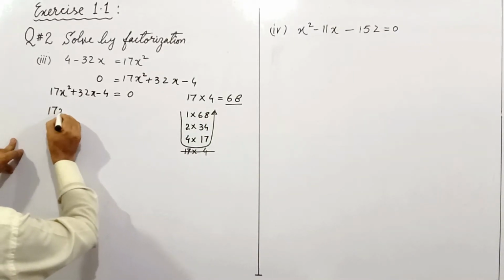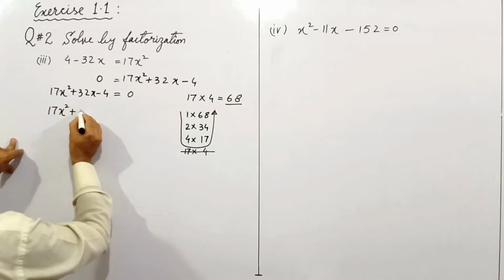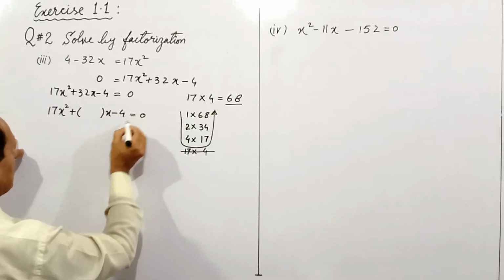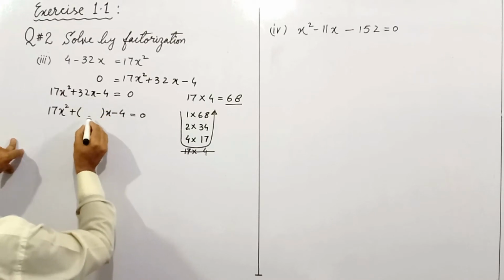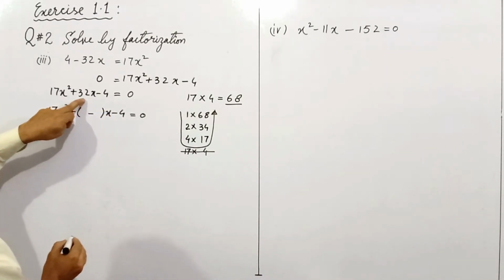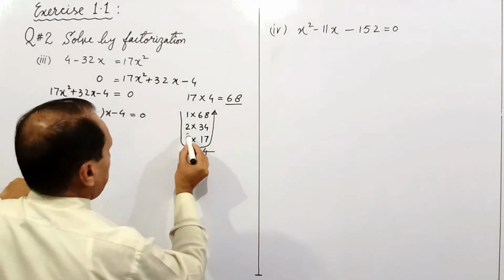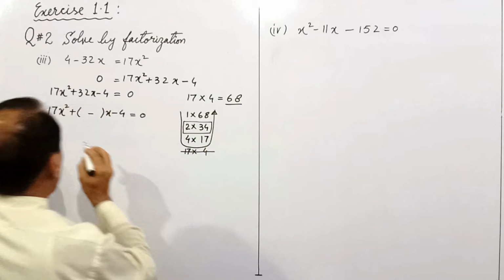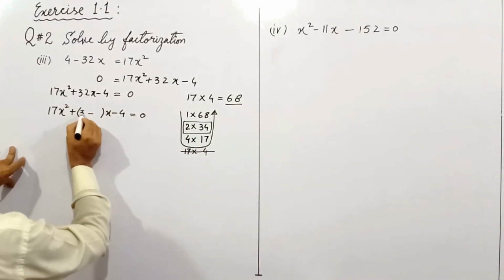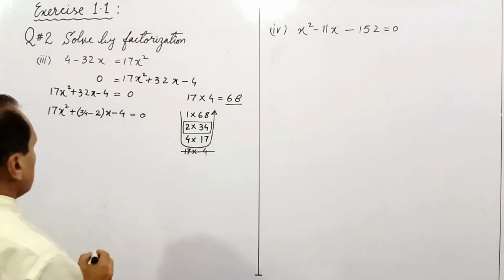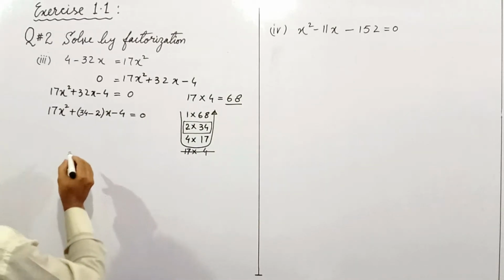Now 17x² plus, in place of 32 we put a bracket, x − 4 = 0. The last term sign is minus, it means we have to perform subtraction to find out the 32. So we choose such a pair, that is 34 and 2. We write the bigger number first and the smaller number always as the second number.